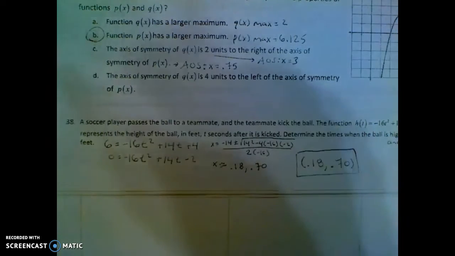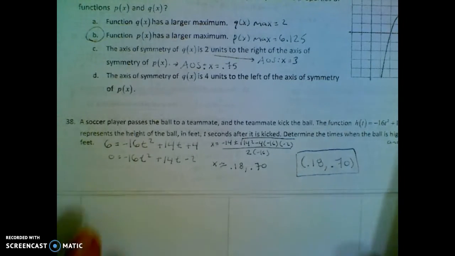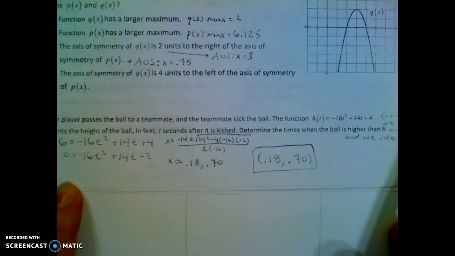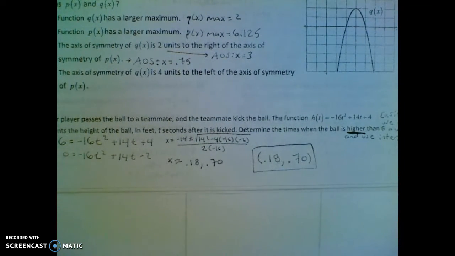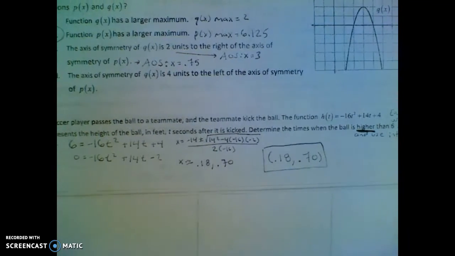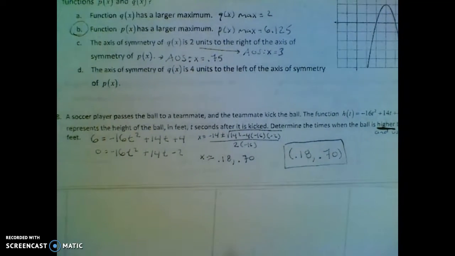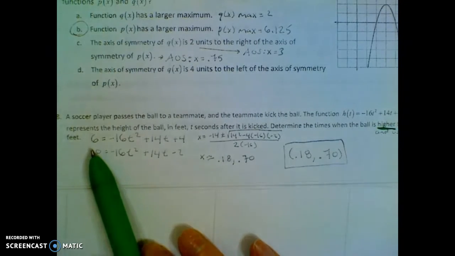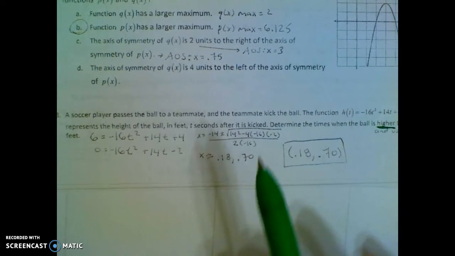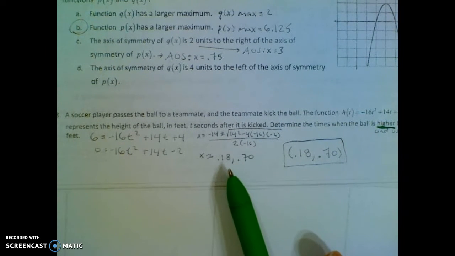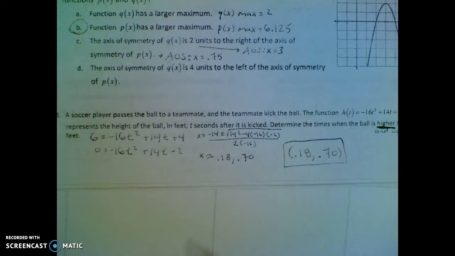And then it asks me to determine the times when the ball is higher than 6 feet. So to do this by hand, I would set the height equal to 6, and I would solve like normal. So get it equal to 0, quadratic formula, you get 0.18 and 0.70.